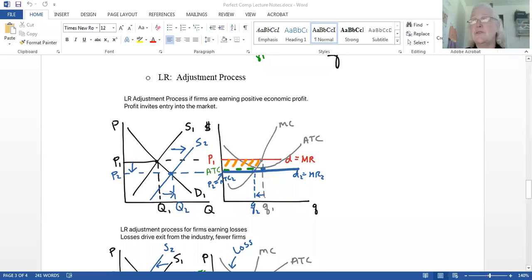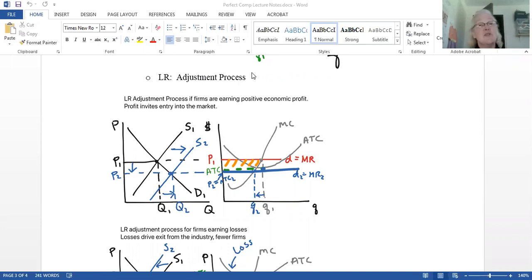So, okay, let me go to where we left off with the lecture notes for perfect comp. So I'm going to go ahead and share my screen with you. So I think I have it set up. All right, so hopefully now you can see the long run adjustment process is where we are in the notes.